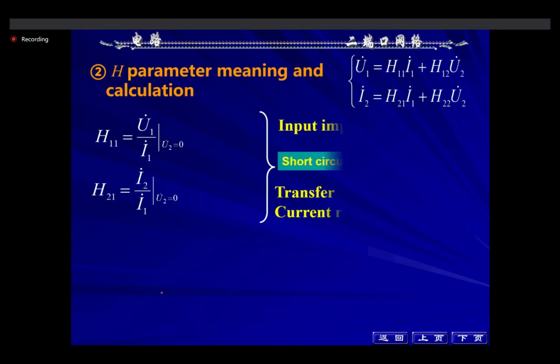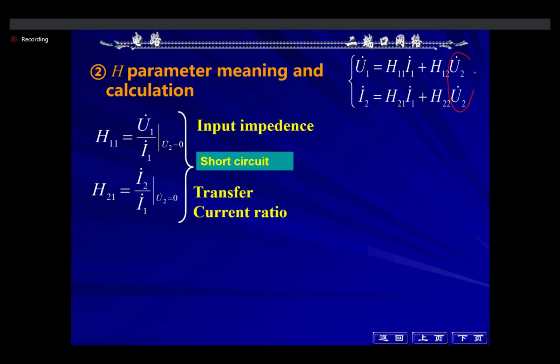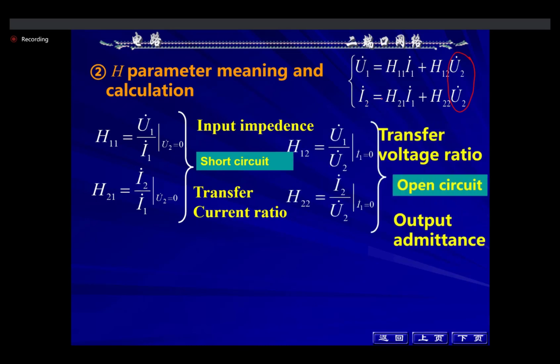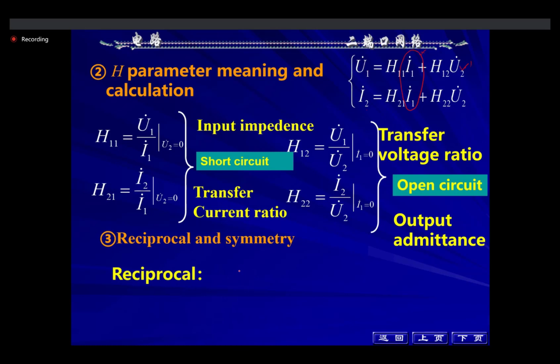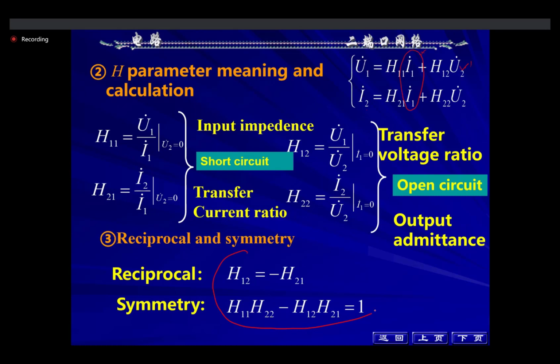For the calculation, assume U2 is 0 at first. Add I1, calculate U1 and I2. And then assume I1 is 0. Add U2, calculate U1 and I2. Get the H12 and H22. This is the reciprocal and symmetry condition for the H parameter, hybrid.